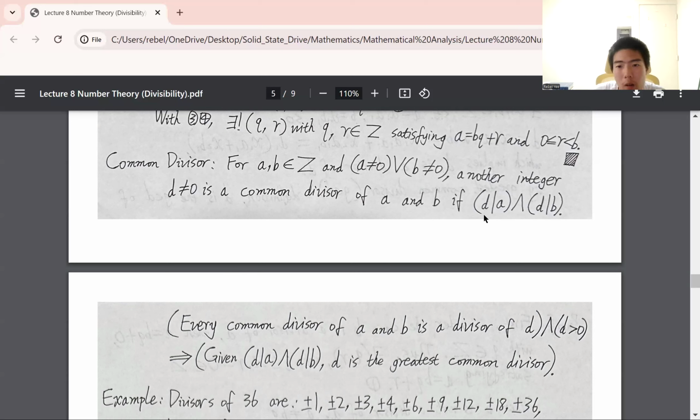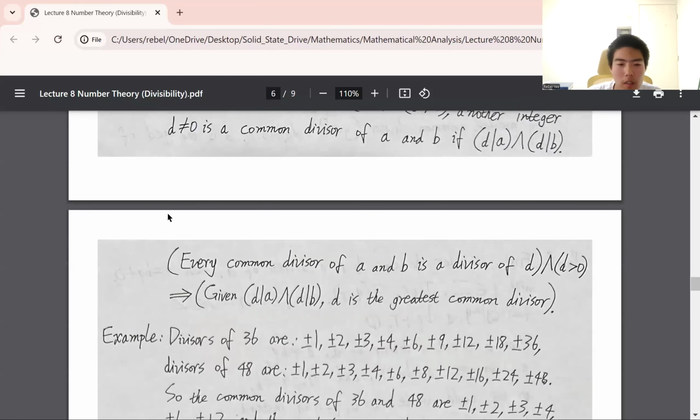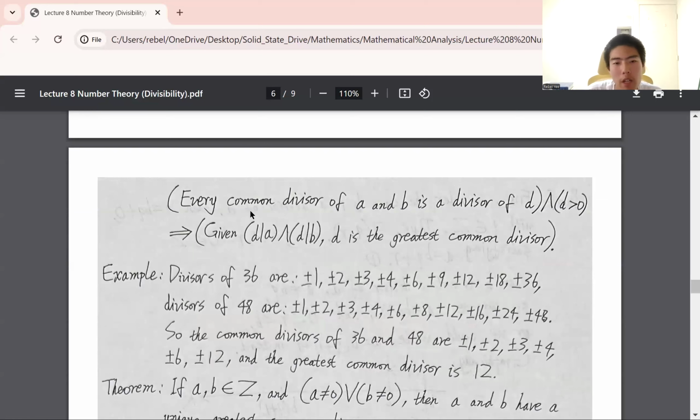if D divides A and D divides B. So in this case, D can divide both elements, so it's a common divisor. And the greatest common divisor is defined in this way. We say if every common divisor of A and B is a divisor of D, and D is a positive number, then given D is a common divisor of them, D is the greatest common divisor.